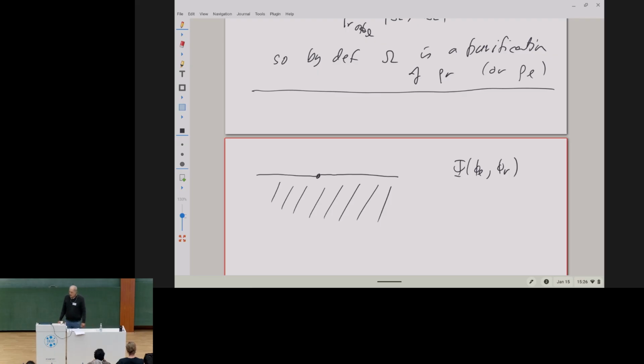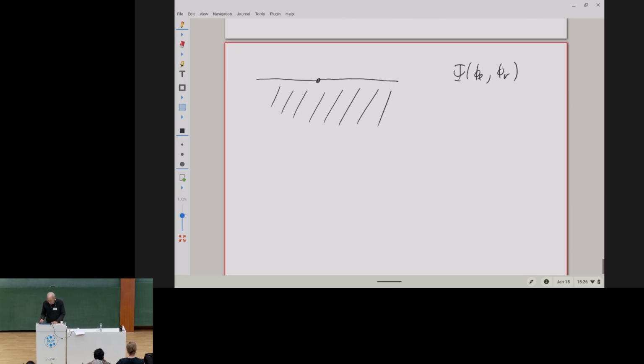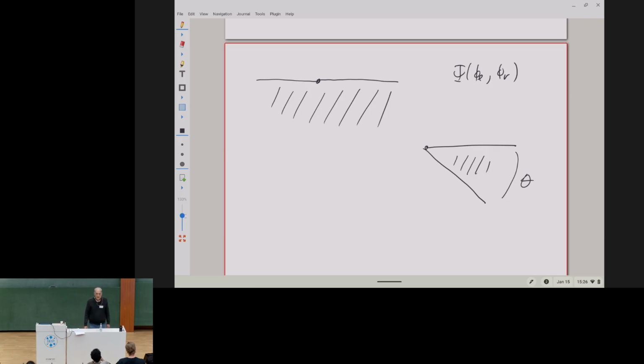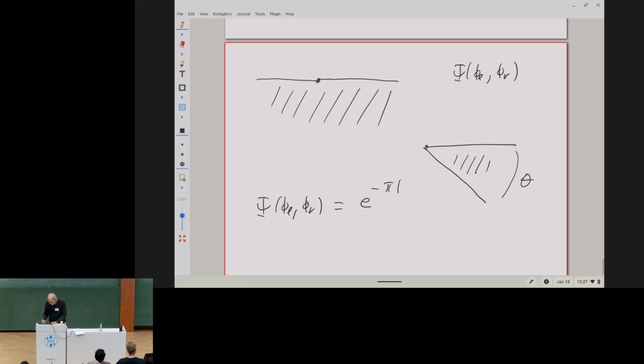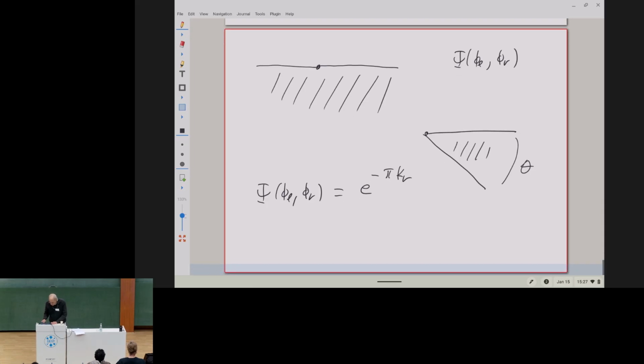But you can see the lower half plane is a special case of a wedge. If you take a wedge with angle pi, you get the lower half plane. 2 pi gives you the whole plane with a cut on the positive axis, but pi gives you the lower half plane. So psi of phi left and phi right is associated with e to the minus pi times kr, while rho is associated with e to the minus 2 pi times kr.